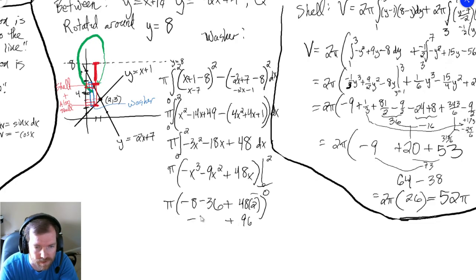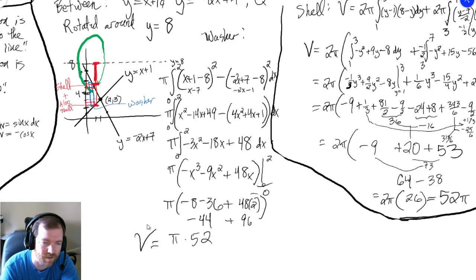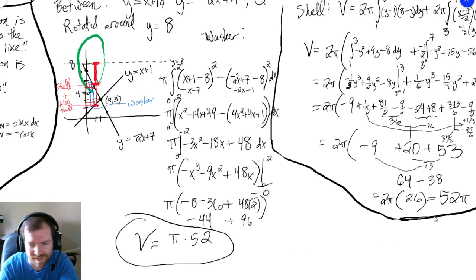And a minus 44. Pi times 52. Finally. Oh my goodness. All right.